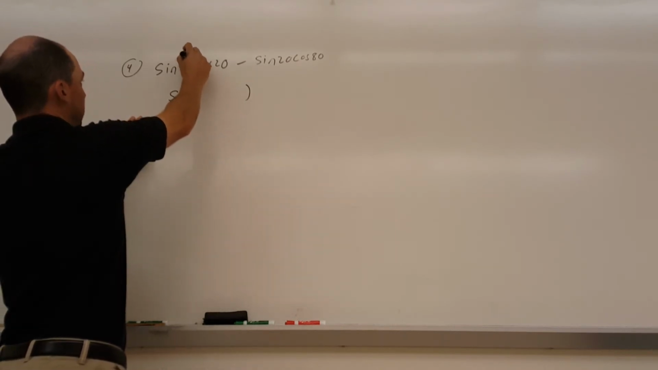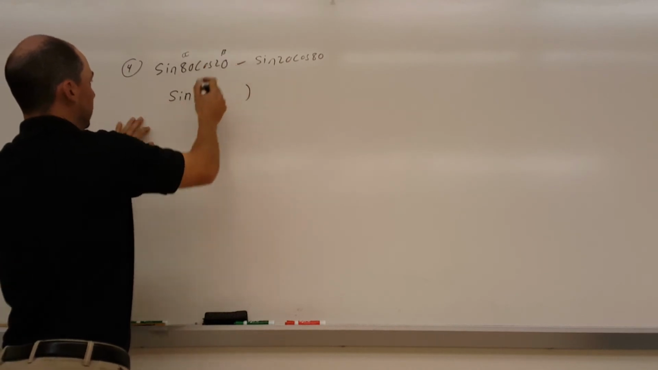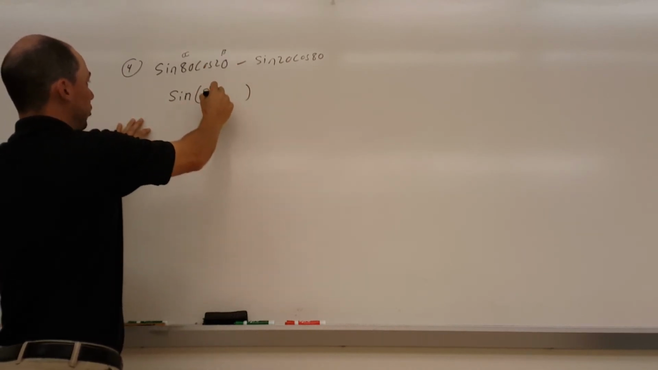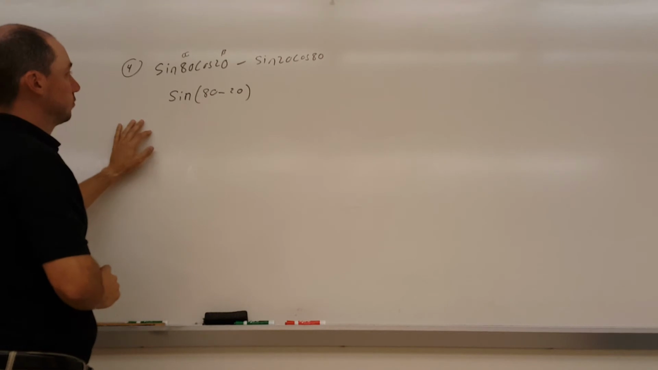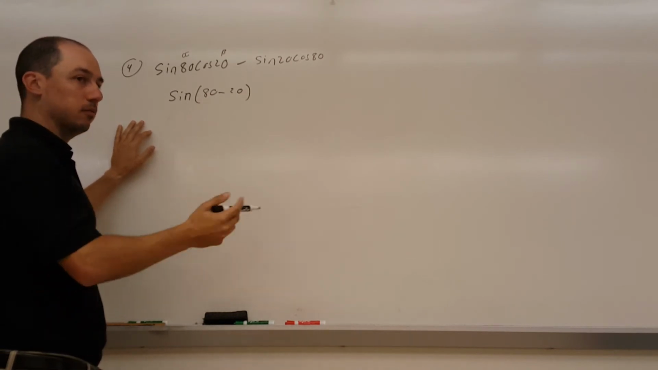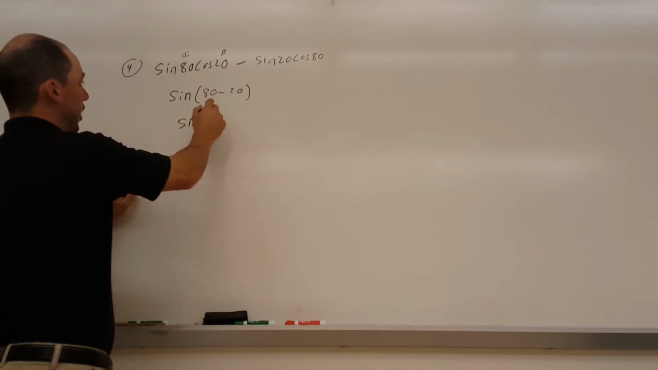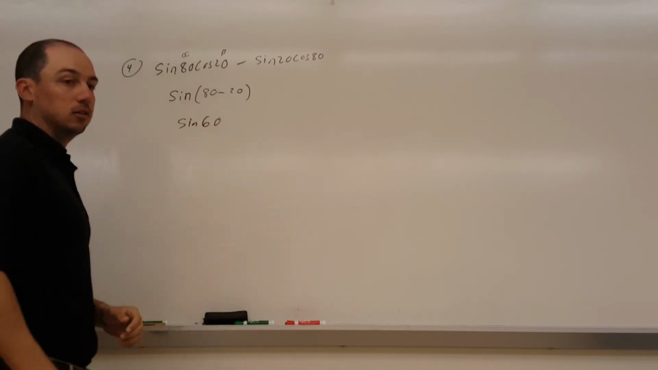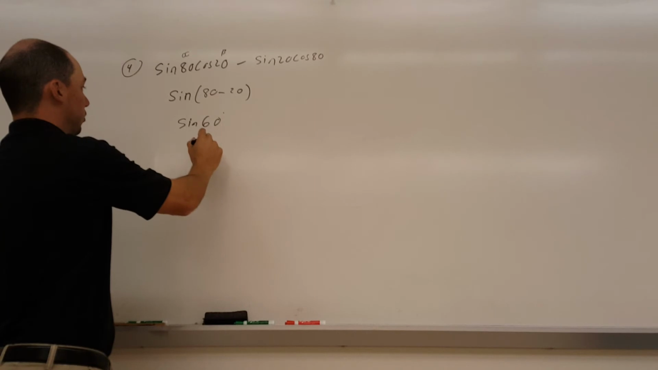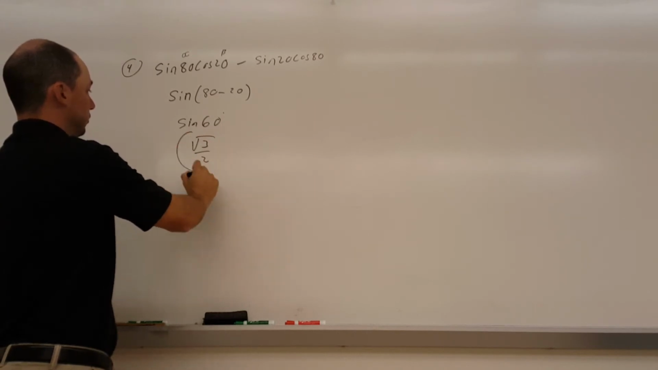Let 80 be alpha, 20 be beta. So it's the same thing as sine of 80 degrees minus 20 degrees. It's going backwards using that identity, but reverse order from the previous problems. It becomes a sine of 60 degrees, which is a special angle. Sine of 60 is radical 3 over 2.